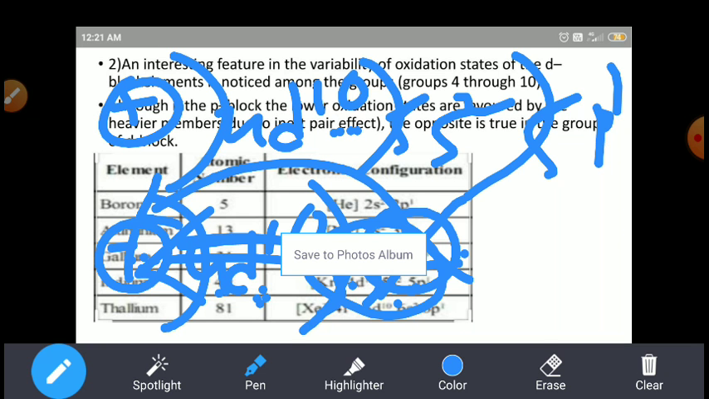Why do they not participate in the chemical reaction? Because, students, the s2 electrons are completely attracted toward the nuclear charge. They get complete attraction from the nuclear charge, so they never participate in chemical reactions. That is what we call the inert pair effect. Now is it clear, students?